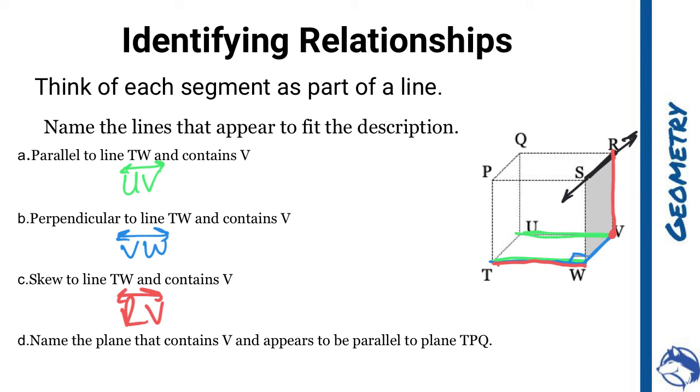Name the plane that contains V and appears to be parallel to TPQ. So I like to find TPQ. TPQ is this far side over here. It has to contain V, and it needs to appear to be parallel. Well, it looks like it's going to be this face right here. I know it has to contain V, so SRV is going to be my plane.